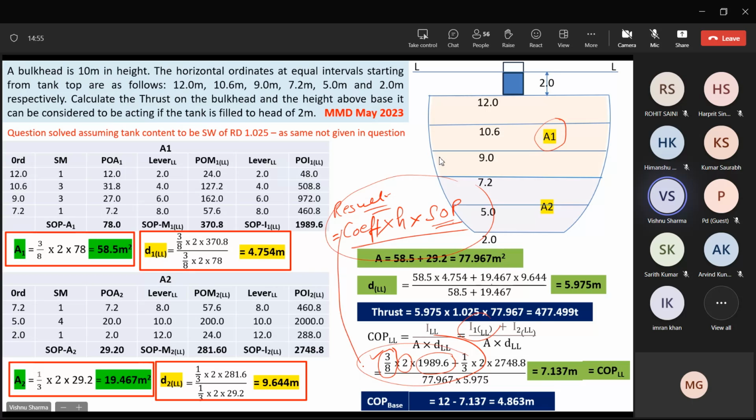So this step is the same, beta. It is the same step as you use for area. Only thing is there you will use SOP area. Now here you are using SOP inertia, and this is SOP inertia for area 1. And this is SOP inertia for area 2.